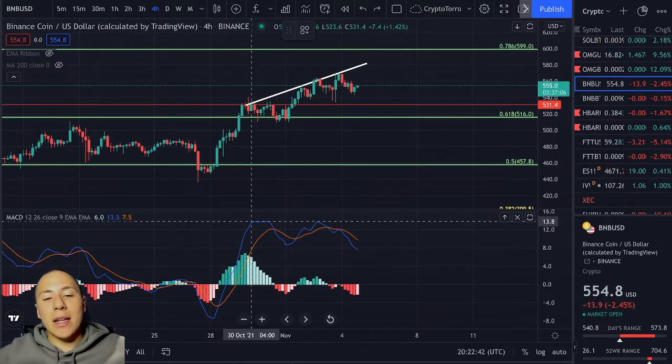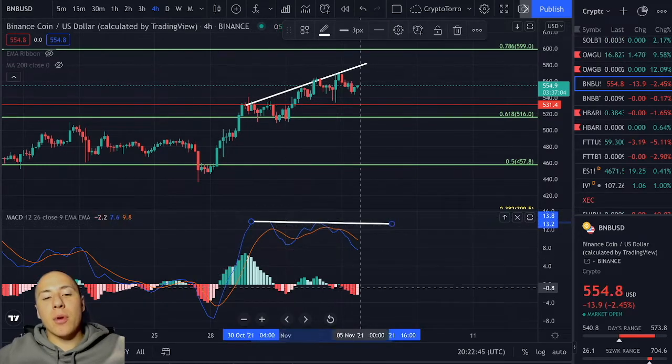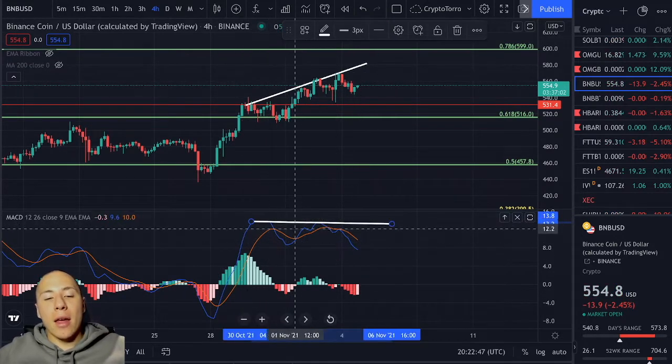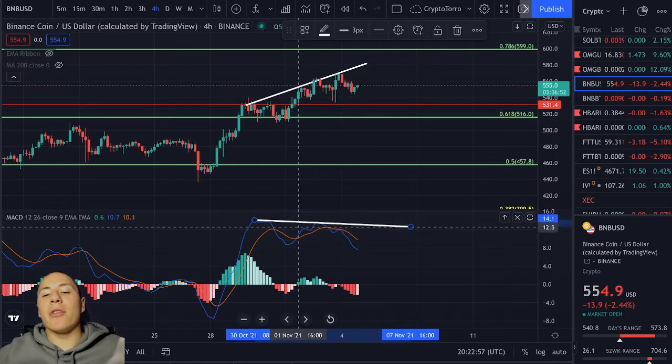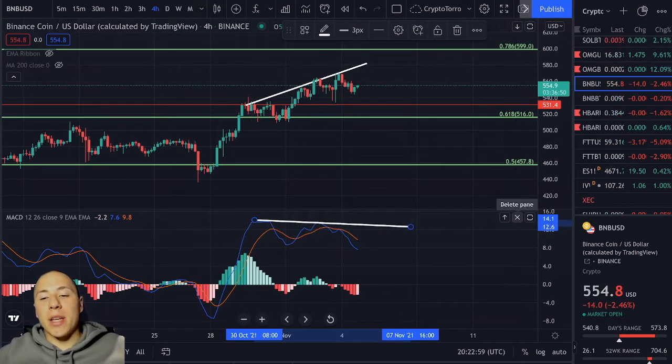As well, you can clearly see on the wave indicator that we are also creating a lower high on the MACD, and this is confirming that we are actually going to see a further decline in BNB's price action.